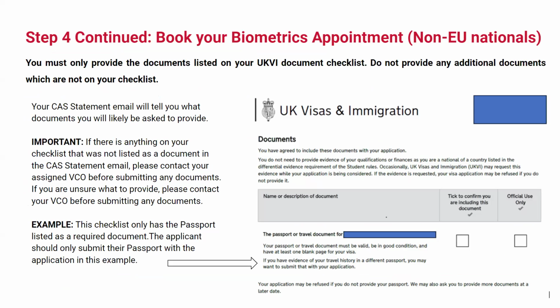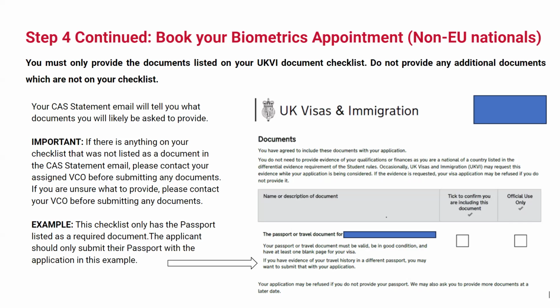Step 4. You must only provide the documents listed on your UKVI documents checklist. Do not provide any additional documents which are not on your checklist. The CAS statement email will tell you what documents you will likely be asked to provide, but there may be different documents listed on your UKVI checklist. You will receive this checklist once you've submitted your application, and it's really important you pay attention to the documents that are listed on it.